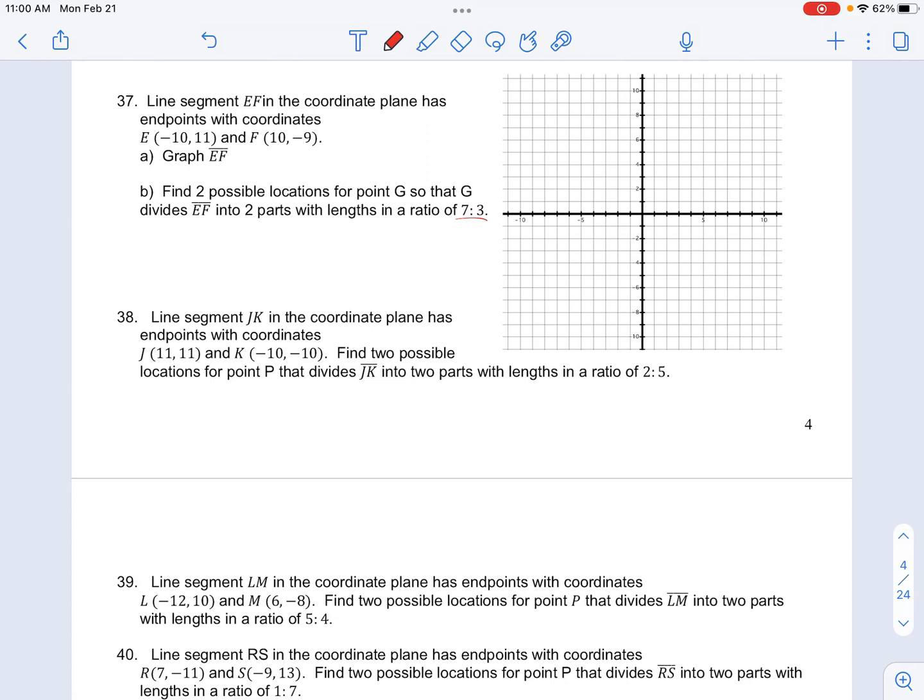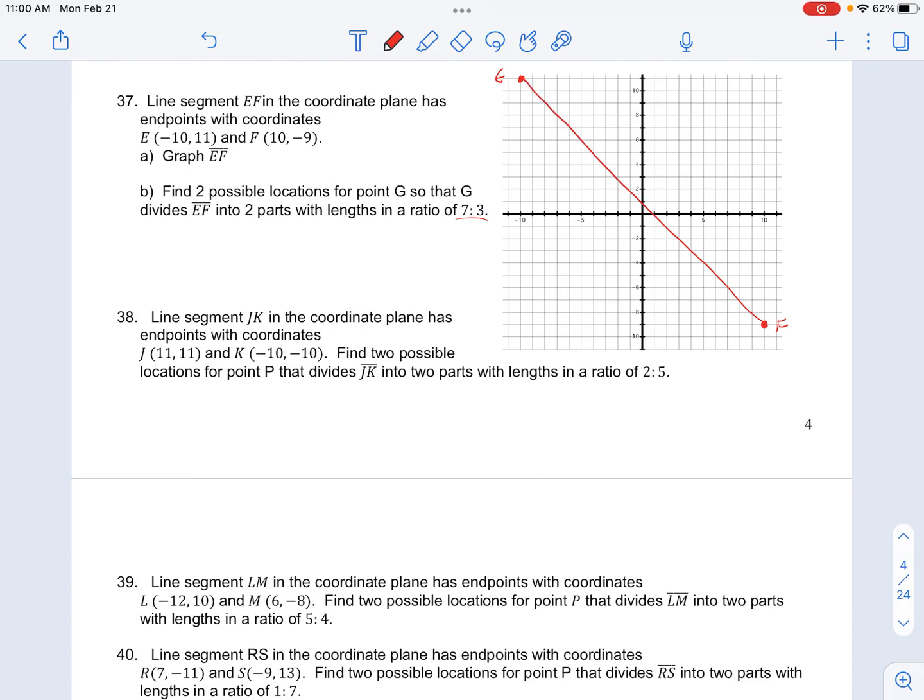So E is at negative 10, 11. So negative 10, 11 all the way up here. That's E. And F is at 10, negative 9. So 10, negative 9 is right here. That's point G, or excuse me, point F. And so we're just going to connect these two segments. Not the best straight line, but you get the point.